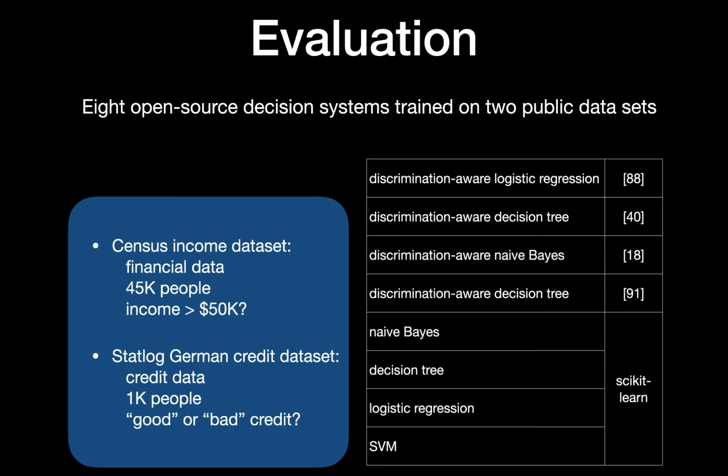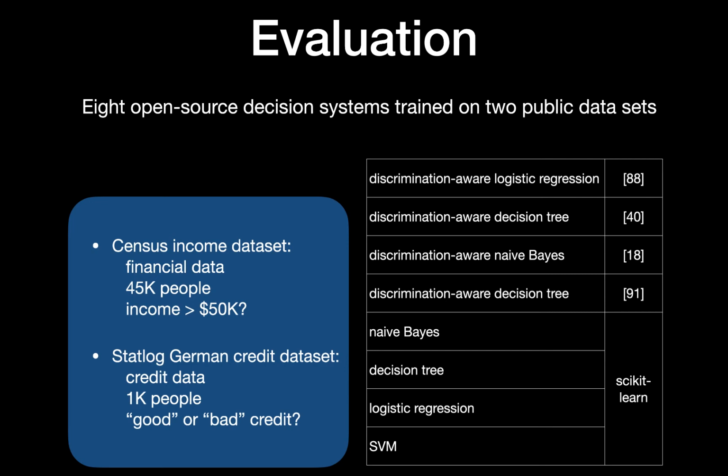We procured two datasets for our evaluation. One is the census income dataset of 45,000 people's financial data. We use this dataset to predict if a person's income is above or below $50,000. The second is the Statlog German credit dataset of 1,000 people's credit data, each labeled as good or bad credit. We then got 8 open-source machine learning systems off the internet. Some of these are standard machine learning, part of the scikit-learn toolkit. Others are designed specifically to avoid bias in learning. Those come from the papers I showed you earlier, and all attempt to minimize demographic parity.